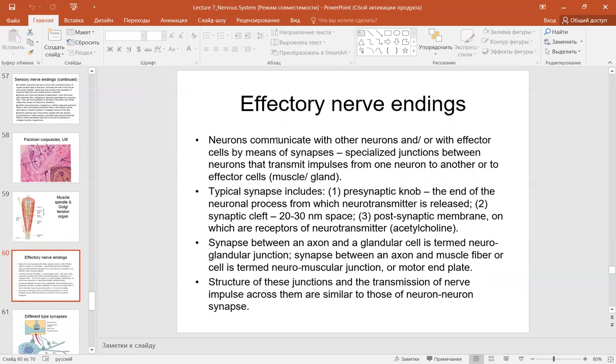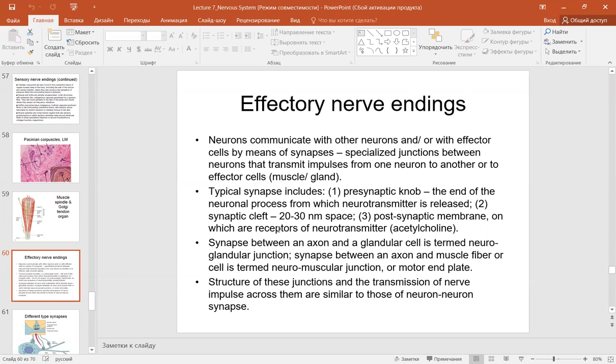Neurons communicate with other neurons or with effector cells by means of synapses, specialized junctions between the neurons that transmit impulses from one neuron to another or to an effector cell, muscle or gland. A typical synapse includes the presynaptic knob, the end of the neuronal process from which neurotransmitter is released, the synaptic cleft, a 20-30 nanometer space between the presynaptic knob and postsynaptic membrane, and the postsynaptic membrane on which are located receptors for neurotransmitters.